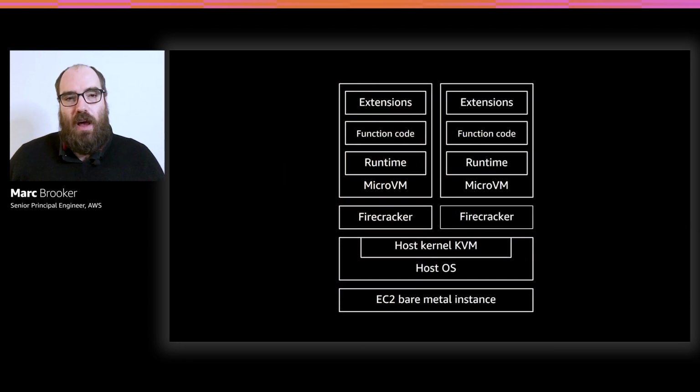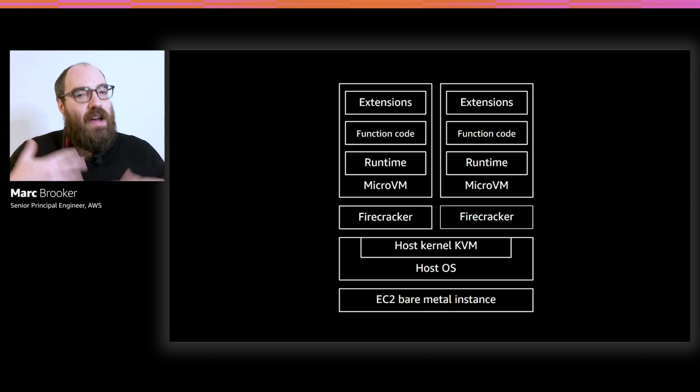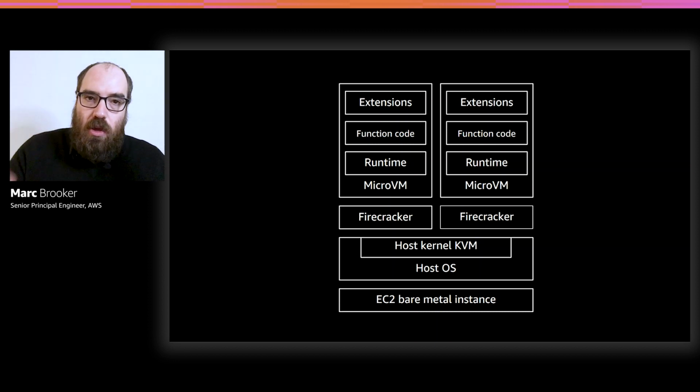So let's look at the details of how this works. Here's a basic stack showing just two functions running on the hardware. In reality, there'll be hundreds or perhaps thousands of functions running on a piece of hardware. Down at the bottom is an EC2 bare metal instance. We run Lambda on EC2 instances, just the same kind that you can purchase. On top of that bare metal instance, we run a host operating system, Amazon Linux. This host operating system kernel provides some of the virtualization support that we use to separate each function from each other.